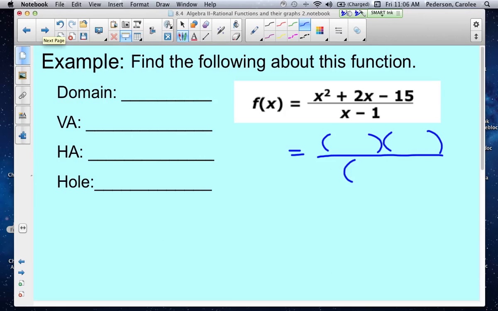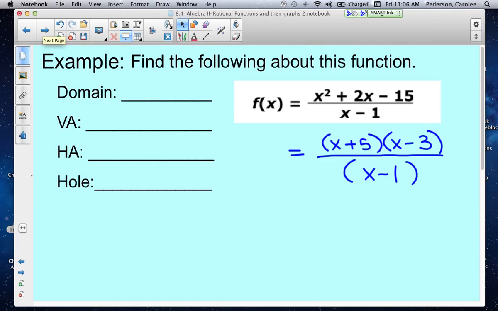So we factor the numerator. In factored form, we want to use the chart method. What are the factors of negative 15 that add to 2? Well, that's going to be a positive 5 and a negative 3. Now it's in factored form.